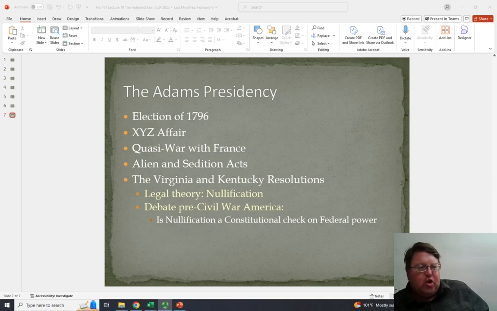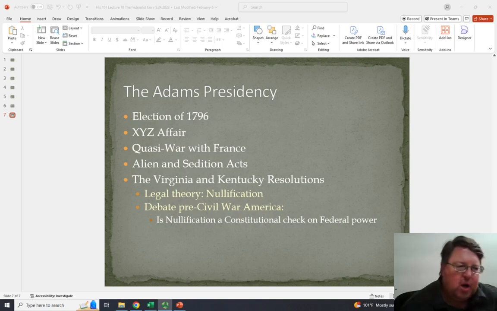What the Adams administration authorizes, and this is the quasi-war with France, is privateering. American merchants are allowed to pirate French shipping. So it's kind of an economic war, a couple-of-years economic war. You're going after French ships, and they're going after you.